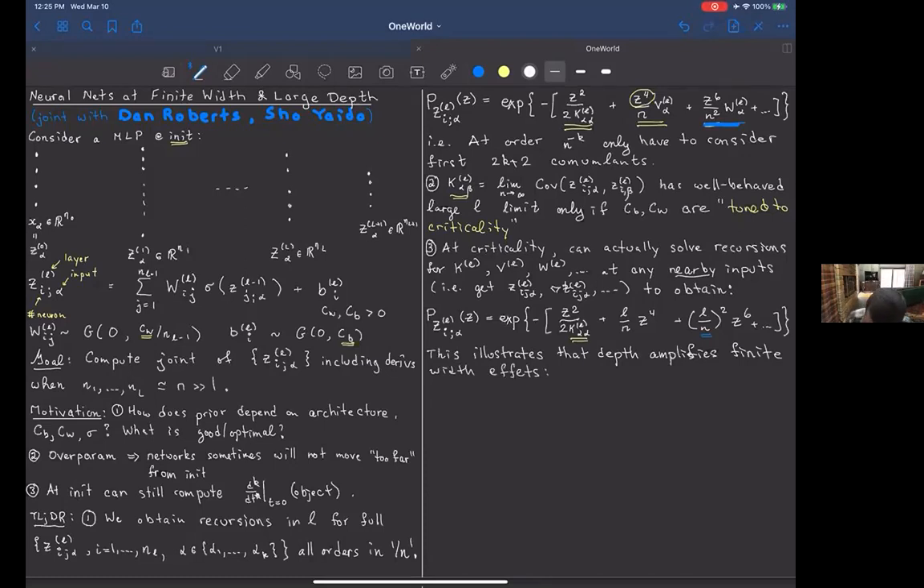Okay, so effect number one. Oh, I see there's a question. Yeah, sorry. Mark is asking if there are constants in front of here. For sure there are. There are some constants C1 here, some constants C2. But the point is that these constants are independent of both the depth and the width. They are something we can calculate, and they depend on the nonlinearity, but they no longer scale with any parameters in the model. That's right.